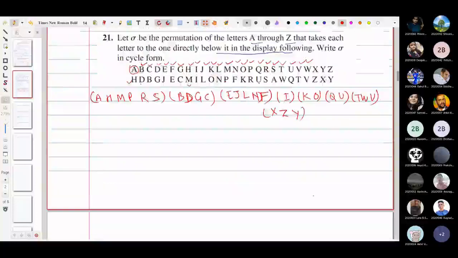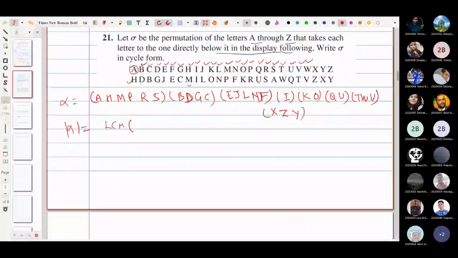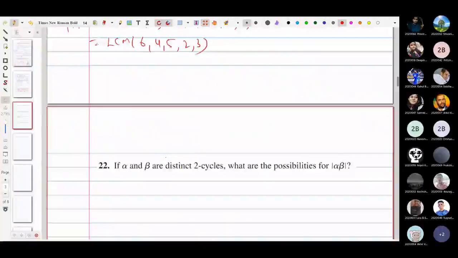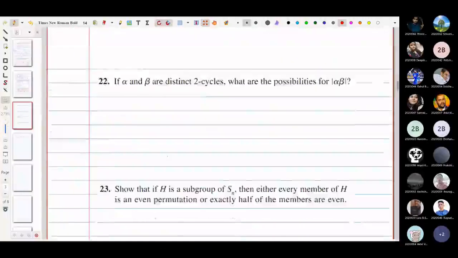So can you find the order of this? Suppose this is alpha. Can you guess the order of this? It is the LCM of 2, 3, 4, 5, 6. That is 6, and then we have 4, and then we have 5, and then 1 is there, and then 2 is there, then 3 is there. So that is the LCM of 6, 4, 5, 2, and 3. Okay, so you can find it out and write down the answer, the order of this alpha.